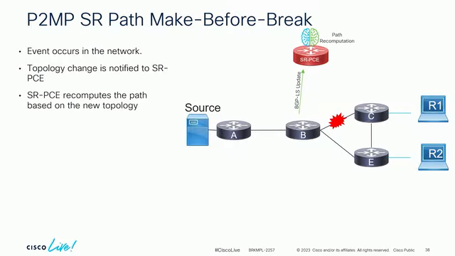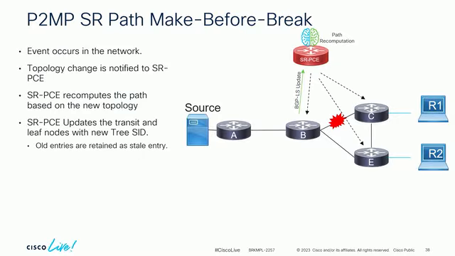Once the topology change is notified, the SRPCE will recompute the path to identify which other path is actually satisfying this particular constraint. And once it computes the path, it updates the transit devices and the leaf nodes. Again, not the root node, but the transit devices and the leaf nodes first, leaving the old entries as stale, so that the other entries will be used. While all these updates are happening, the root node is not yet aware, so the traffic will be steered over the old path.